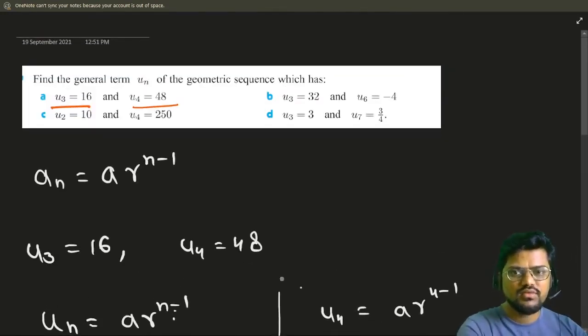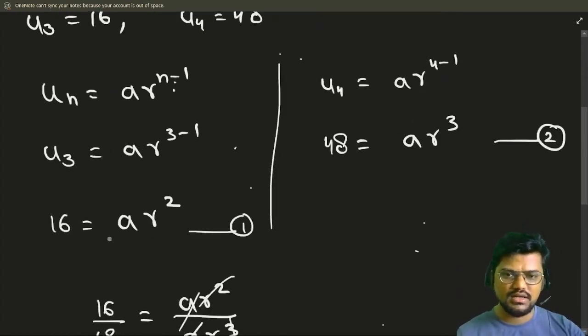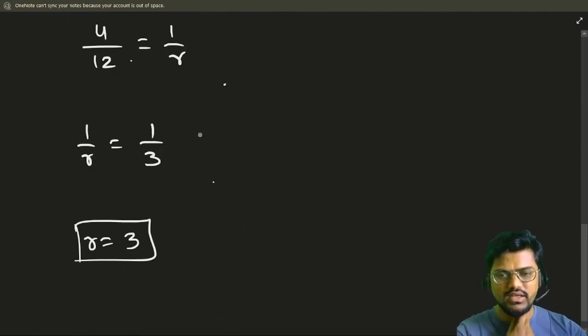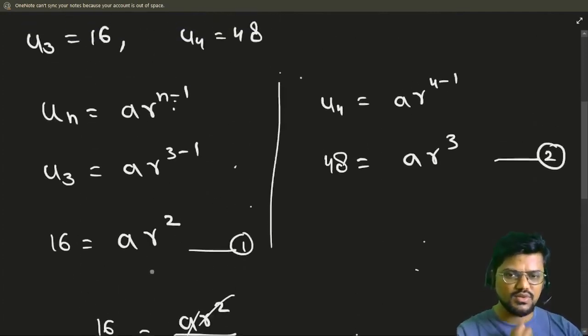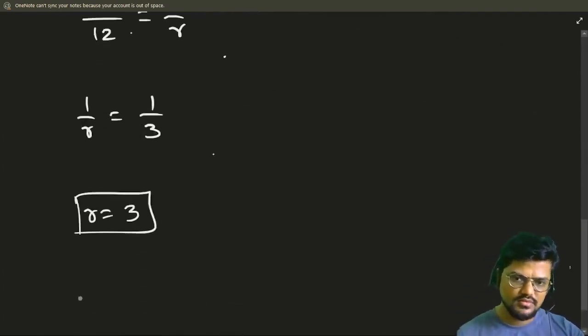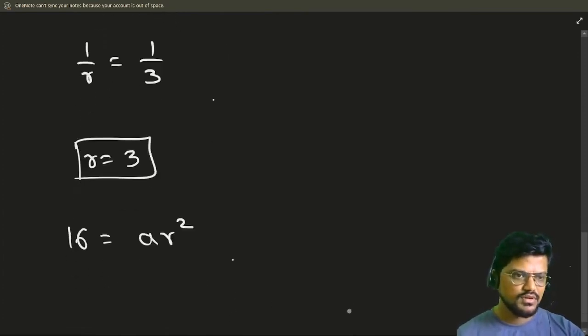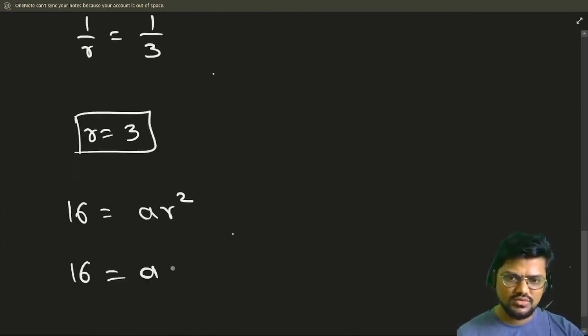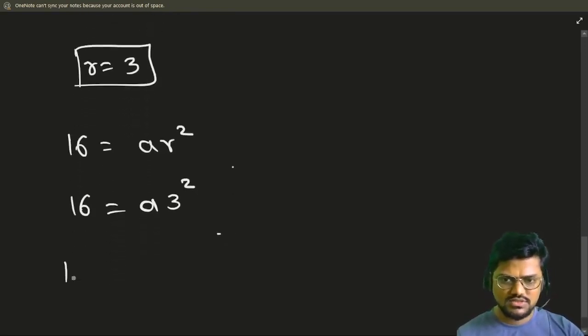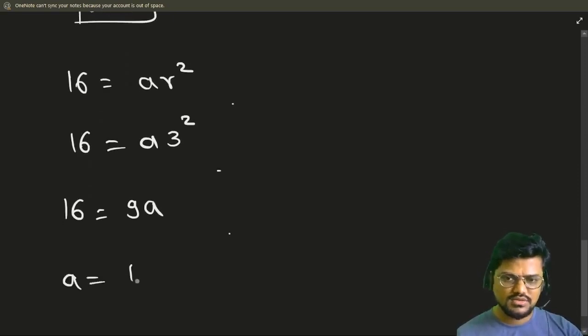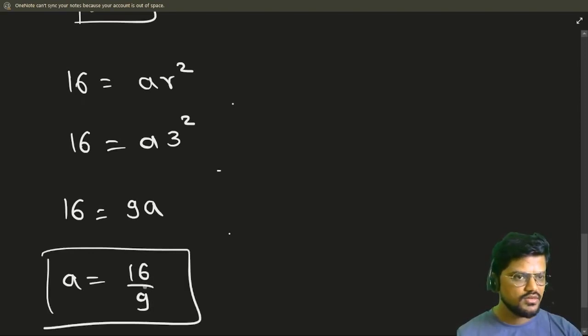Now what we need? We need to find un, no? Now once you got the value of R, R is what? 3. You can put in any equation. Let's put in the equation 1. 16 equals AR square. Right? So 16 equals A into 3 square. 16 equals 9A. So A equals 16 by 9. Can we simplify? We cannot simplify it. It will be 16 upon 9. So that means the first term is 16 upon 9 only.